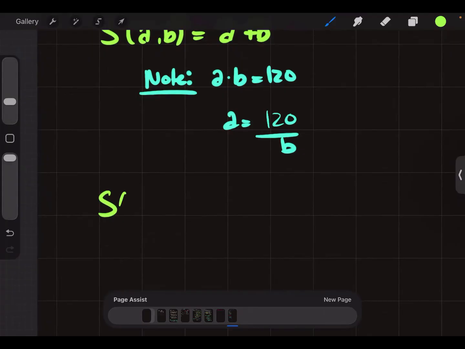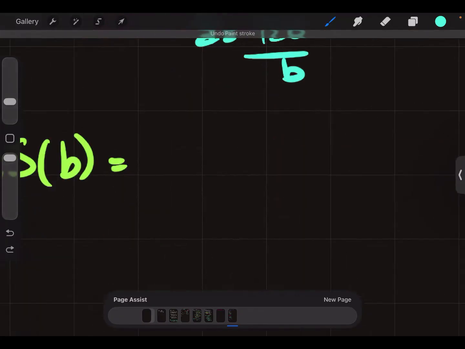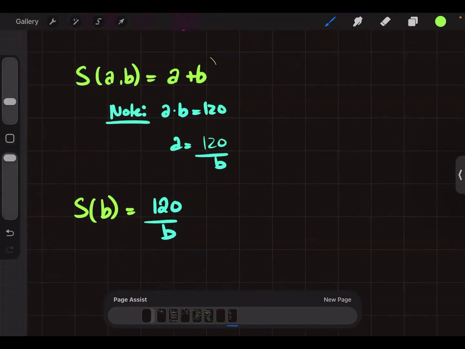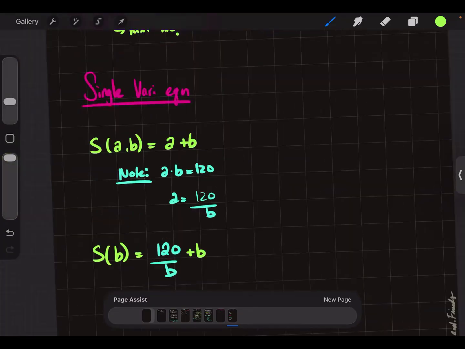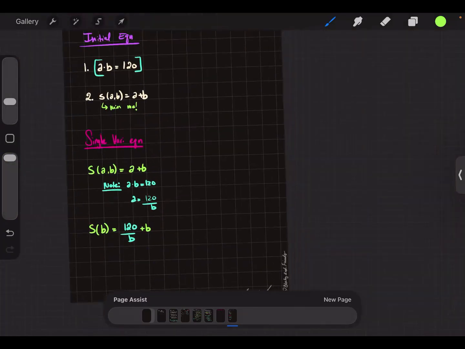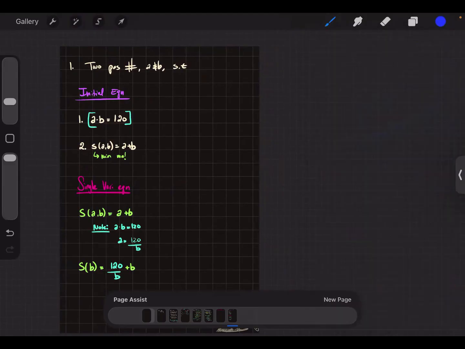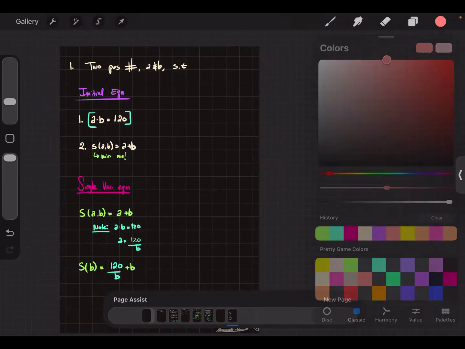So since we're subbing out A, we know this is an equation in terms of B. S of B is going to equal, what does A equal? A equals 120 over B, plus B. Okay, we now have our single variable equation. Next, we're going to optimize it. I'll do that in blue. Actually, let's do it in purple. No, let's do orange. Yeah.